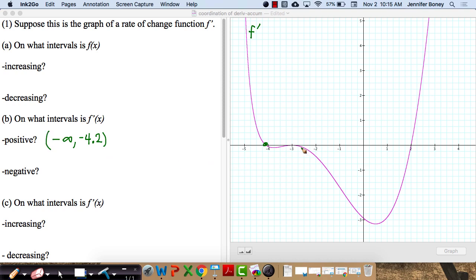And then, let's see, it's negative. Since this is a graph of f prime, f prime is negative, has negative dependent variable values between negative 4.2 and negative 3. And then it's negative, negative, negative, negative, negative until we get to x equals 2. So notice this is 2 negative intervals in a row.